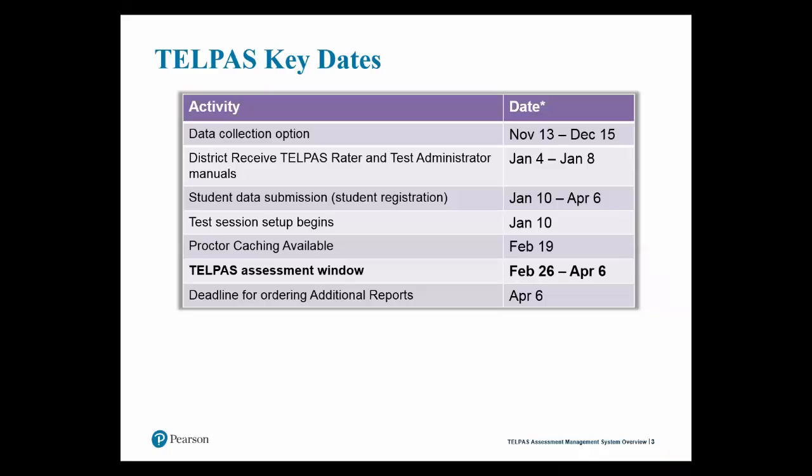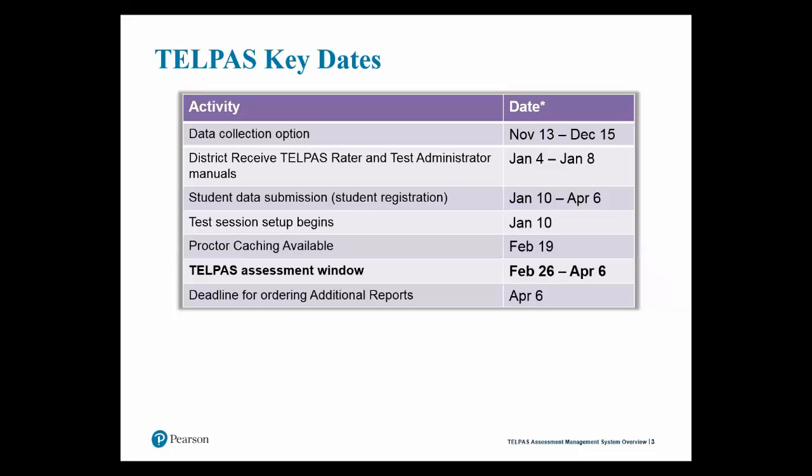We also mentioned earlier that your districts received their TELPAS Rater and Test Administrator manuals back in January. January 10th through April 6th is when you are able to submit your student registration information. So remember, even if you had selected for Pearson to upload your data, you're still responsible for uploading or updating the years in U.S. schools and the SIFE and Asylee/Refugee statuses. Next, we have the test session setup. That began January 10th. You're able to currently create test sessions. Proctor caching will be available February 19th.